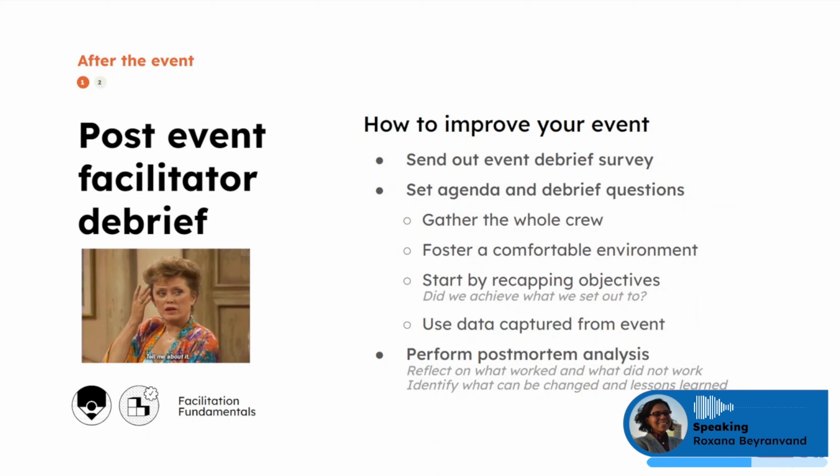And I would say one thing you really want to go back to is starting off by recapping those objectives. You want to ask yourself, did we achieve what we set out to do? That's a really good start. And if you've captured any data from the event, share that. As a facilitator, you're going to want to hear how the session went, how other folks felt, if you weren't at all the different tables. And lastly, perform some sort of analysis, whether that's a reflection, again, thinking about what worked well, what didn't, and identifying some things that could be changed or lessons learned. Lessons learned is really important.